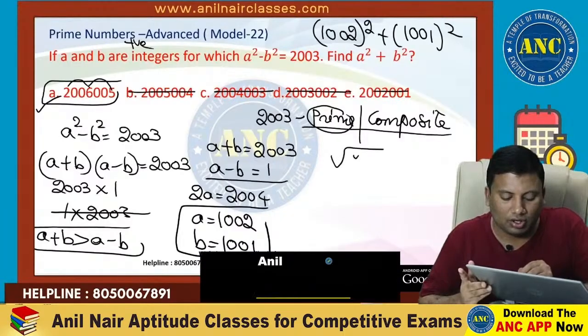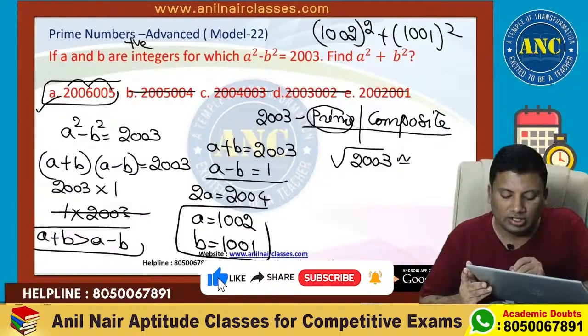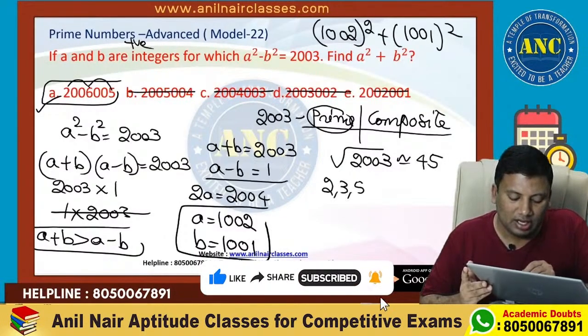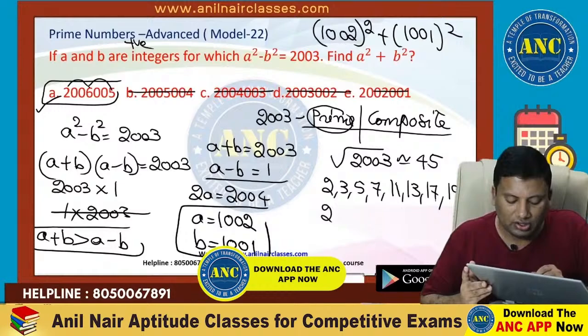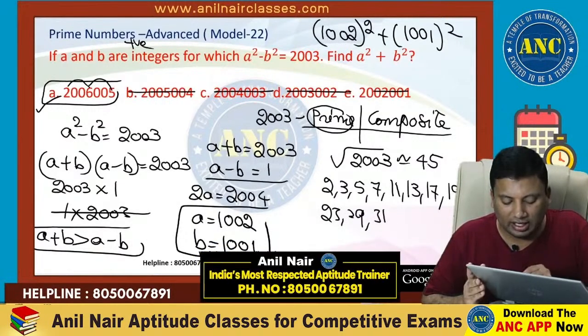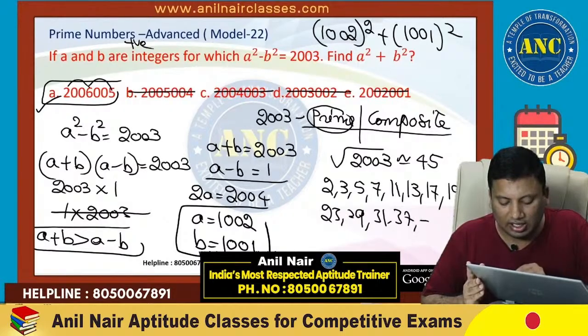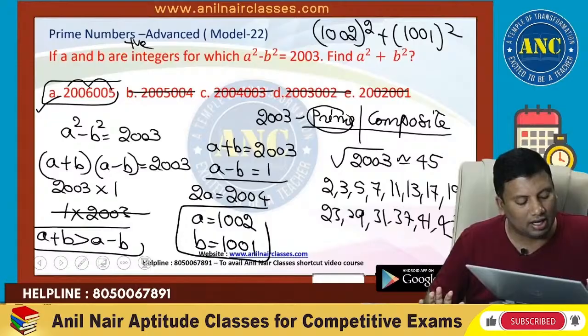You can also cross check. 2003 is close to 45 squared. Write all the prime numbers less than that: 5, 7, 11, 13, 17, 19. Check it out. Don't waste your time because the answer options do not have A and B like that. Otherwise, we would have got multiple cases. This is not possible. Idea clear?